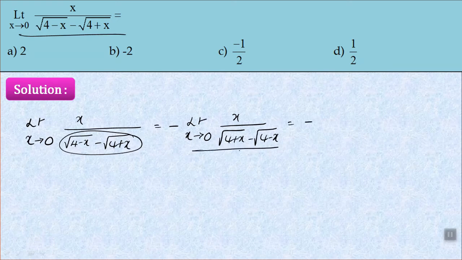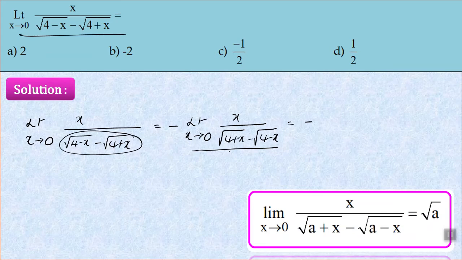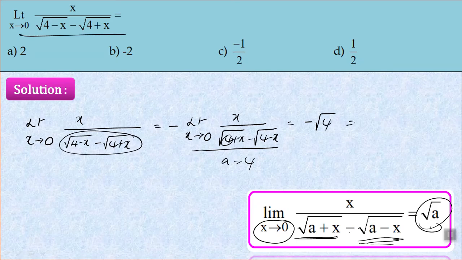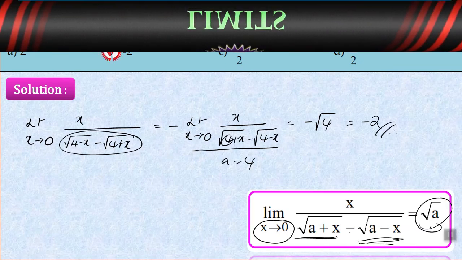Dear students, here we are applying the shortcut formula, that is limit x tends to 0, x by (square root of a plus x minus square root of a minus x) is equal to root a. Here a is equal to 4. So here root a, that is root 4. This equals minus root 4, which is minus 2. Therefore, the answer is option B.